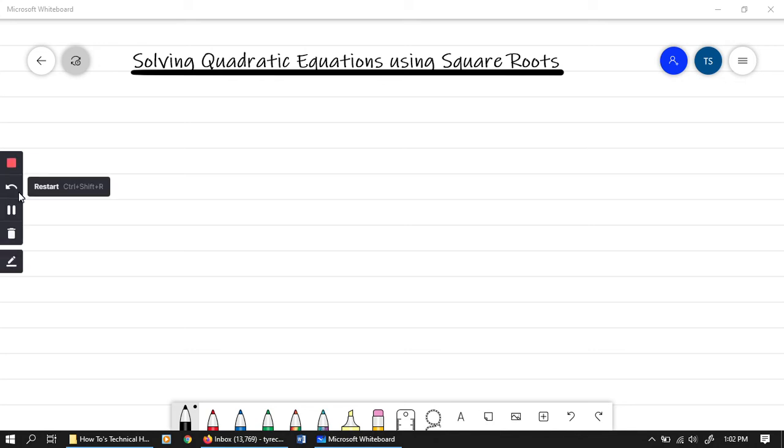Hello students! This video is about solving quadratic equations using square roots. For those who may be looking at the word square roots, I'm sure most of you, if not all of you, recognize what square roots are. But square roots are pretty much the most basic type of radical.